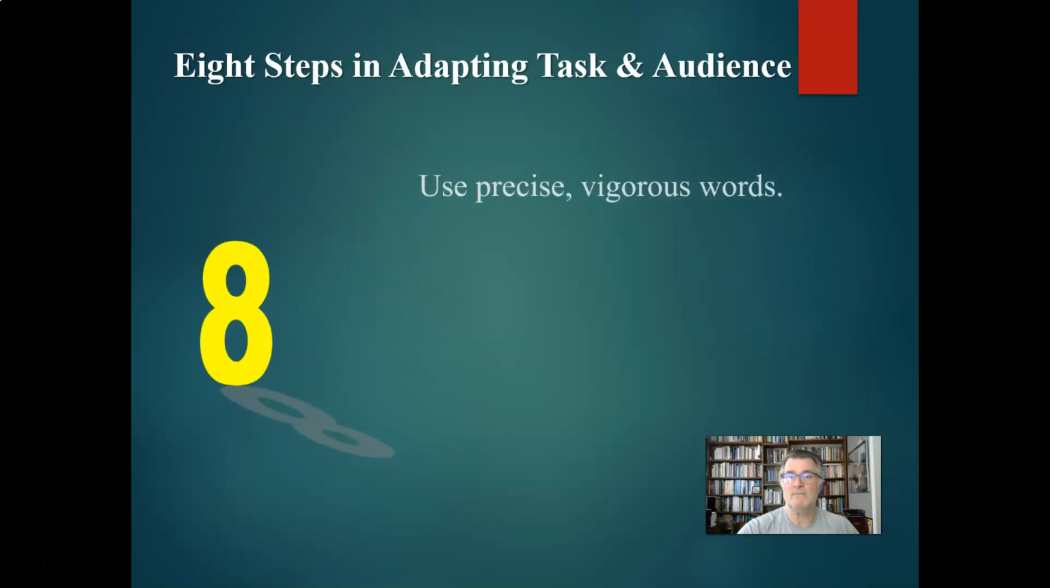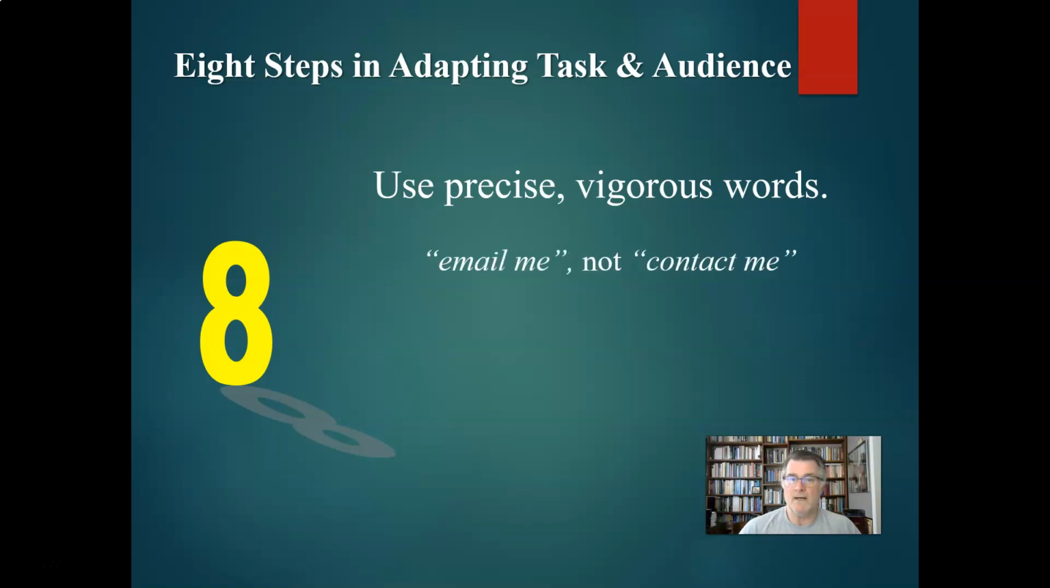And finally, 8, use precise, what are called vigorous words or action words. "Email me." That's very specific, right? Email me doesn't mean call me, write me a letter that I won't see until next week, or even contact me. Think about it. When somebody says, "contact me," okay, how? Do you want me to call you, leave a message, private message you, look you up on Facebook? No, email me. You're still asking that person to communicate with you, but you're being very specific. Contact me in the following manner.